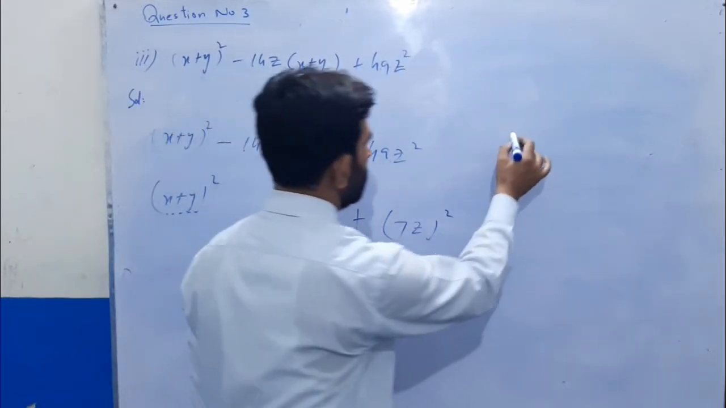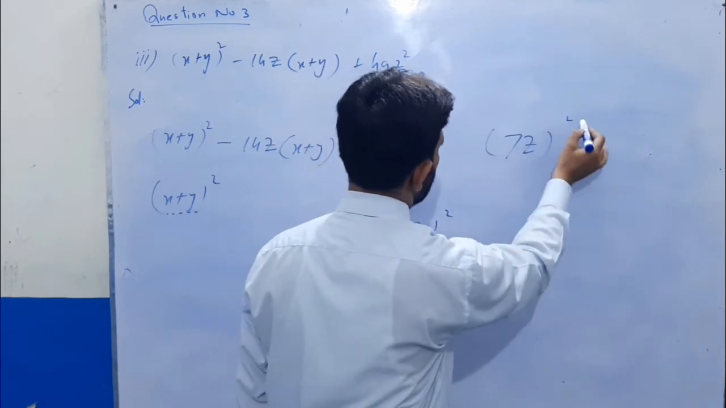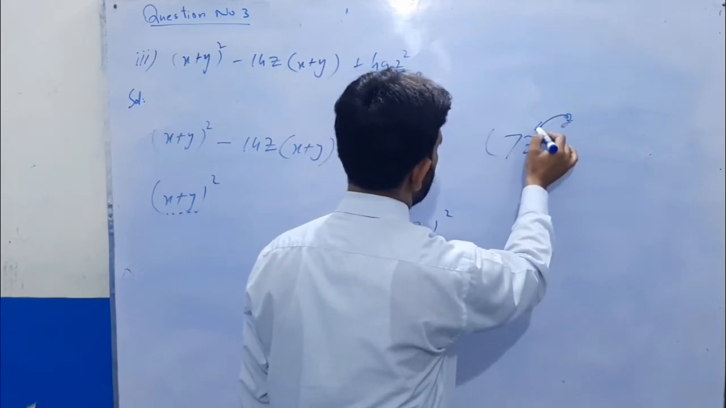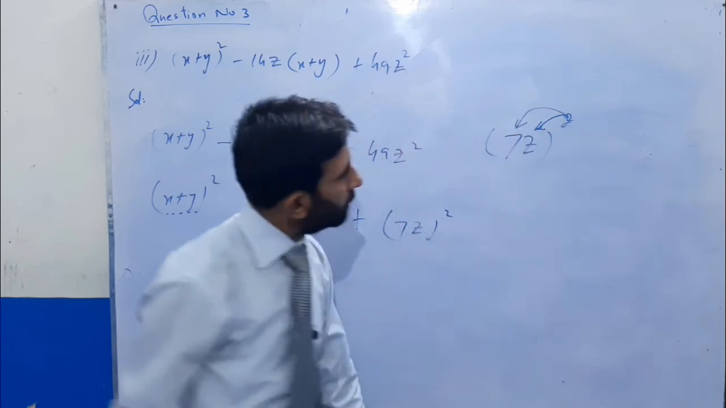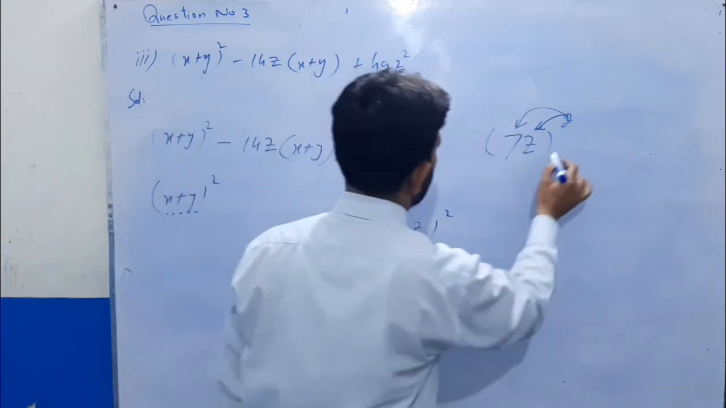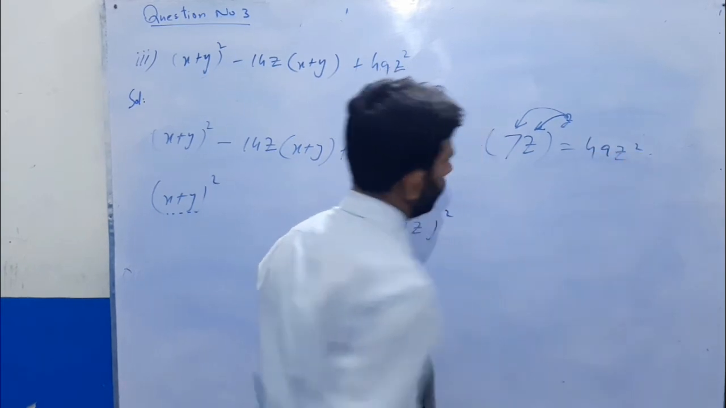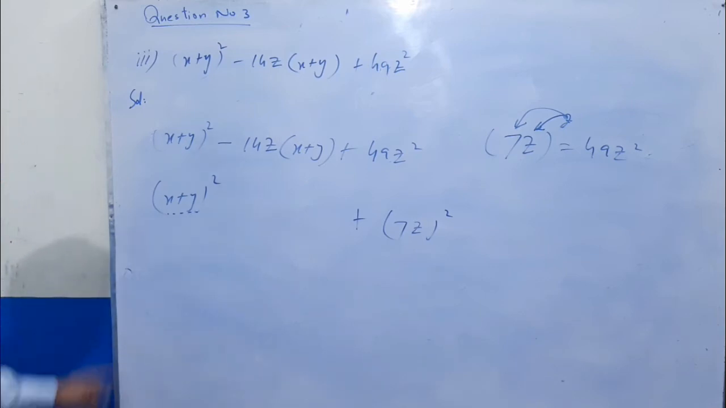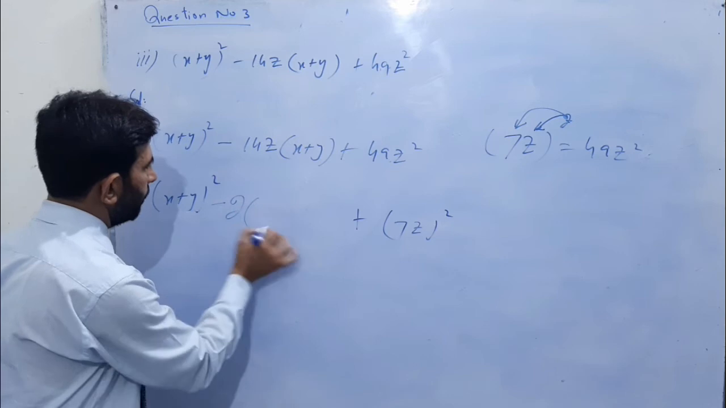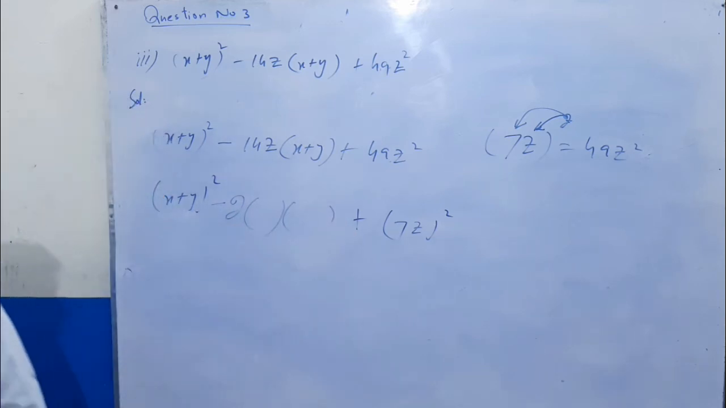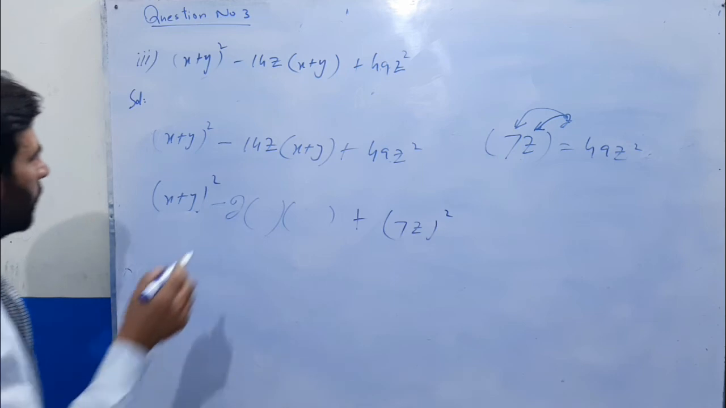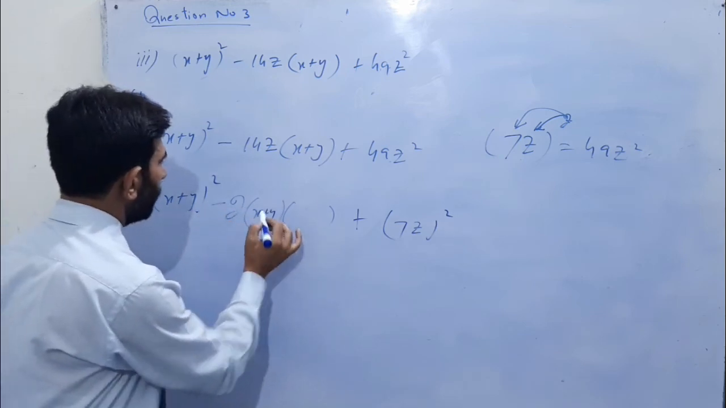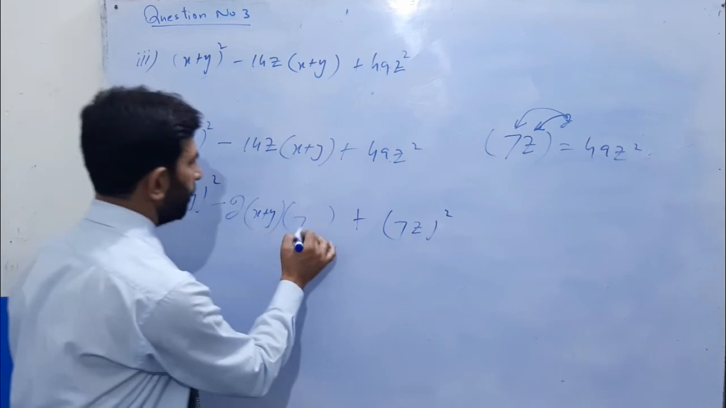Now the effect of this 2: whenever there is 7z whole square, it means this 2's effect is on both the numbers. It becomes 49. Whenever you expand it, it becomes 49z square. So instead of 49z square, you can write 7z whole square. First condition has been fulfilled. Two perfect squares are given over here, and in the center, check whether it is the double of their product. Two have been written. The first entry is x plus y, and the second element is 7z.